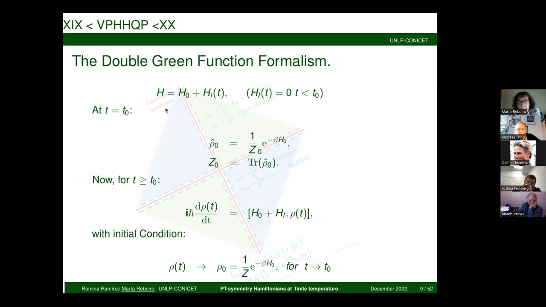Now, why do I use the double-time Green function? Because I want to address this problem. Suppose we have a Hamiltonian H, which at time t lower than t0 is given by the Hamiltonian H0, and we know the eigenfunctions and eigenvalues of the Hamiltonian, so we can construct the density matrix and the partition function for this Hamiltonian. Then at t greater than t0, we switch on a time-dependent interaction. In the Heisenberg representation, the density matrix obeys this equation, and the initial condition we shall put is that when t goes to t0, the density matrix is given by this expression.